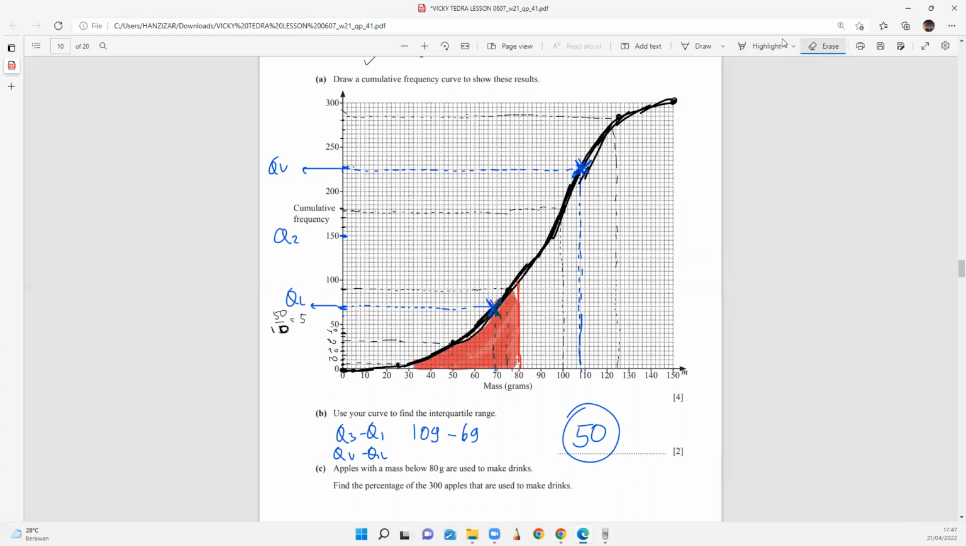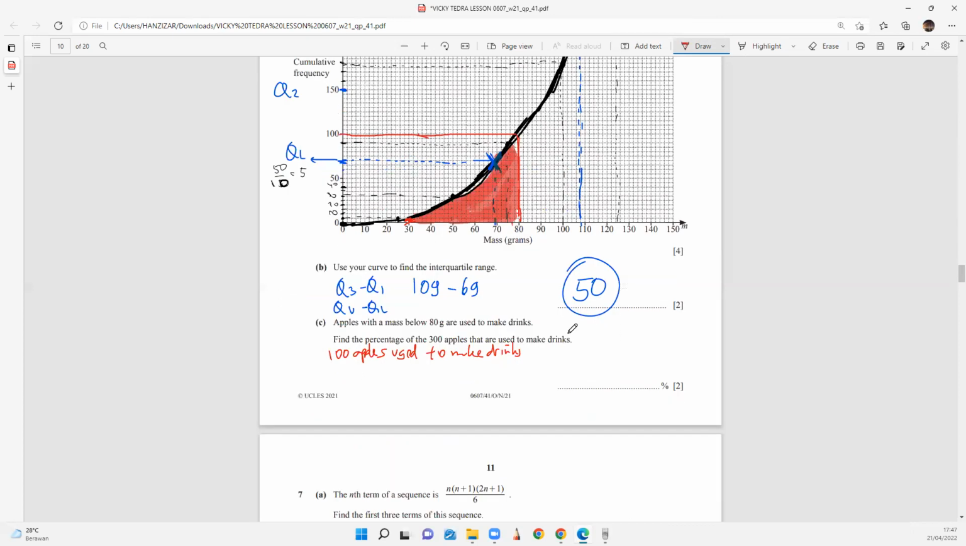And then, what next? What you have to do now? You need to find the percentage. How many apples are less than 80? Look at this. Okay, nice. It is right at 100. See? So 100 apples are used to make a drink. So the question is to find the percentage of 300. So 100 apples is about how many percent of 300?